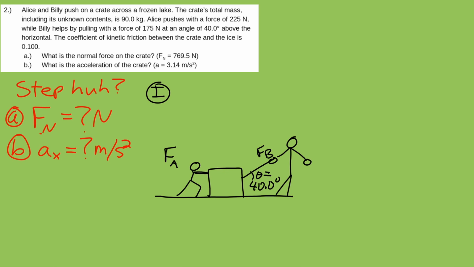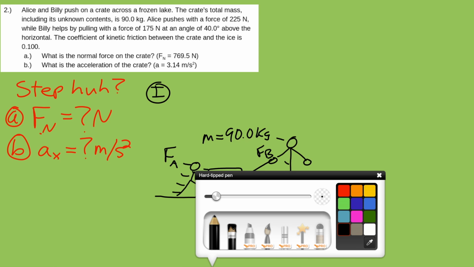We know the crate has a mass of 90 kilograms. And we know that there's friction between the crate and the ice. So that means mu sub k, which looks like an m, but it's actually a mu, is equal to 0.100. And we're moving to the right, so we might as well give this thing some speed lines. And Alice gets speed lines too, and so does Billy. So we're all going to the right. So that's our sketch. That's our picture of what's going on.